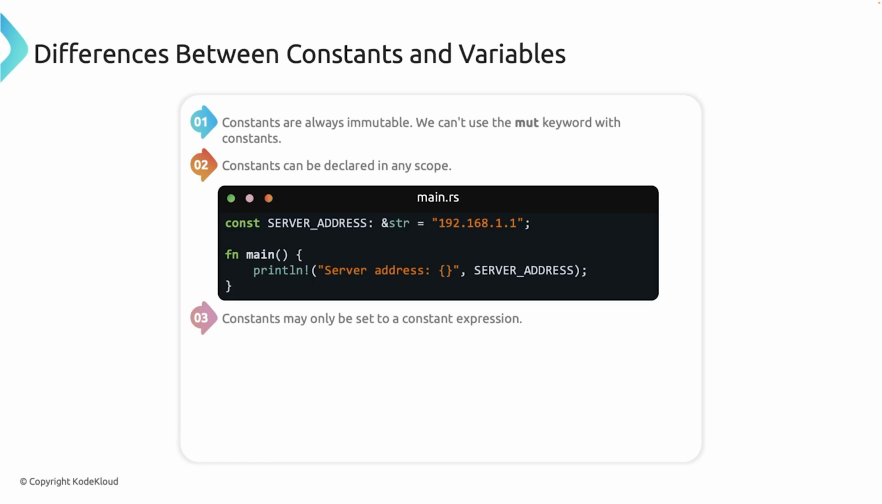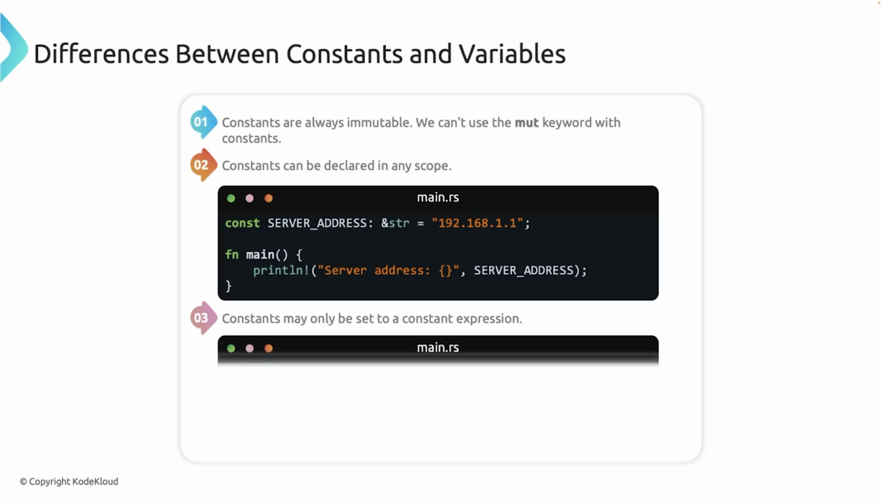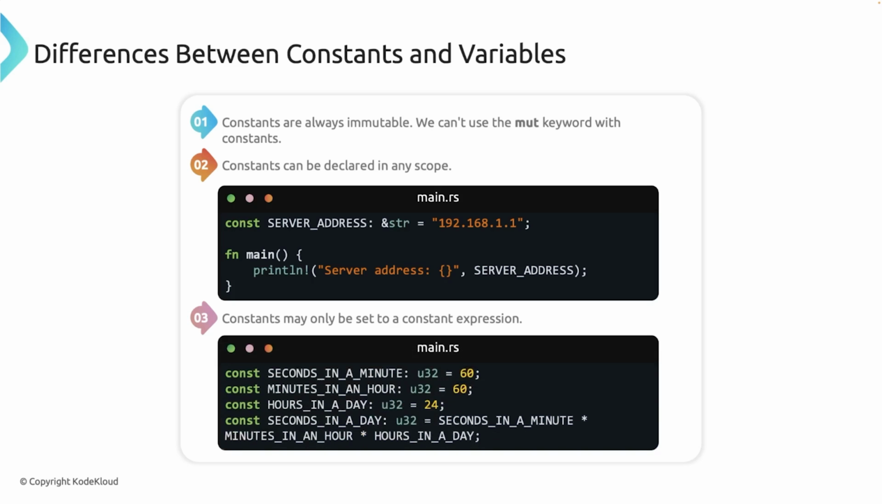Another key difference is that constants may only be set to a constant expression, not the result of a value that could only be computed at runtime. Let's see an example of a constant expression. Over here, we have 3 constants, and the calculation over here is done at compile time, ensuring that the value is fixed and cannot change during runtime.